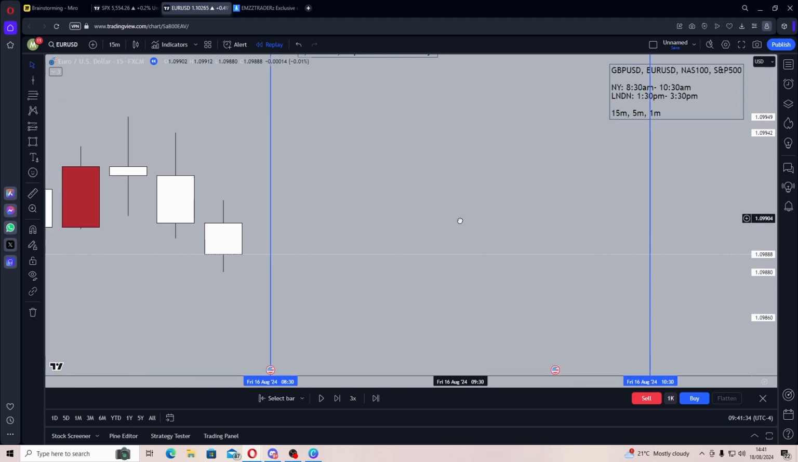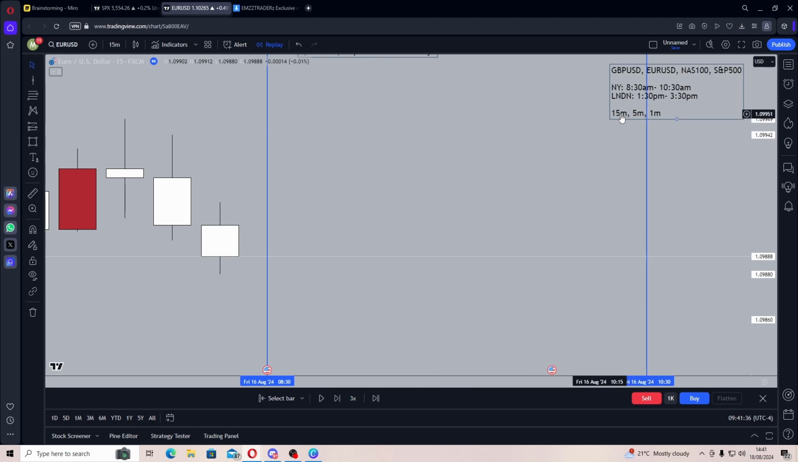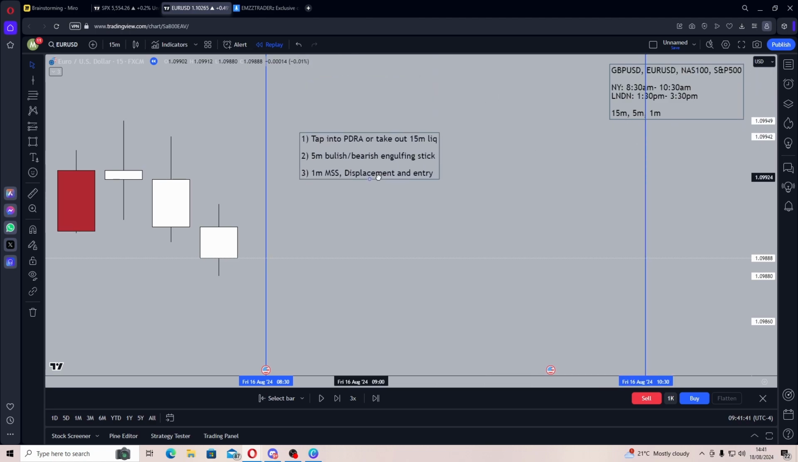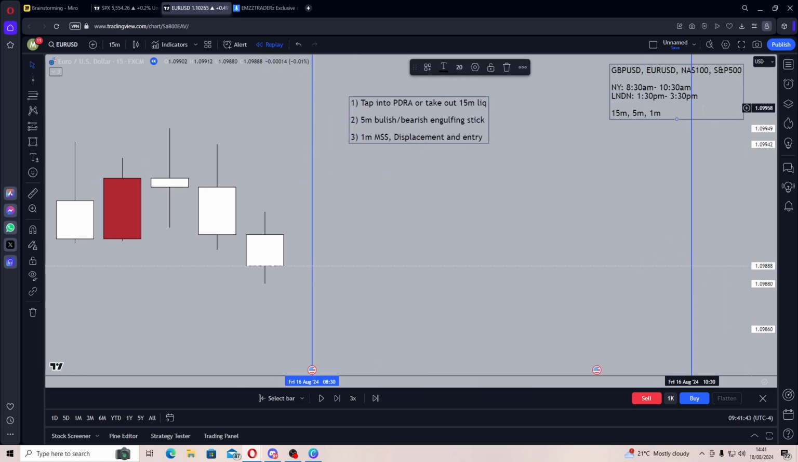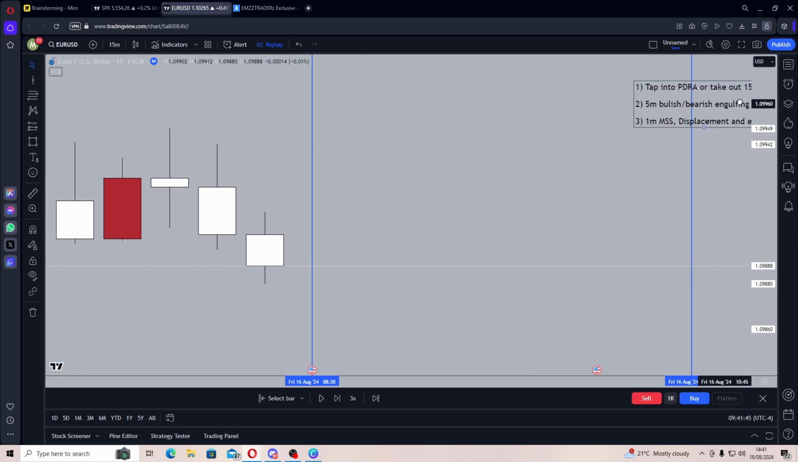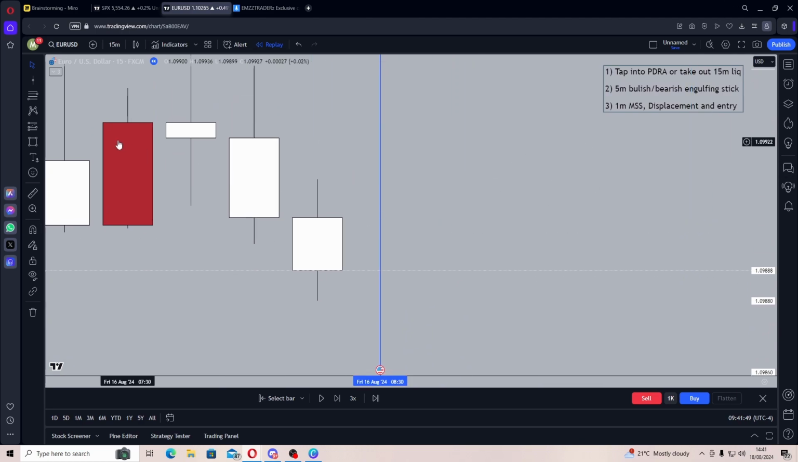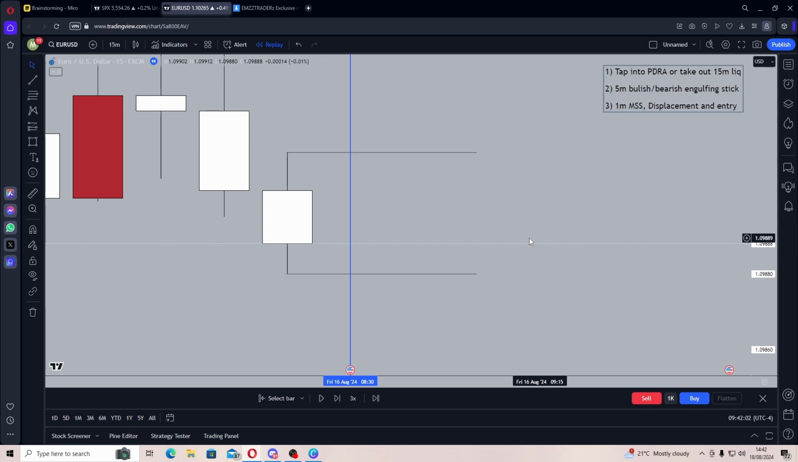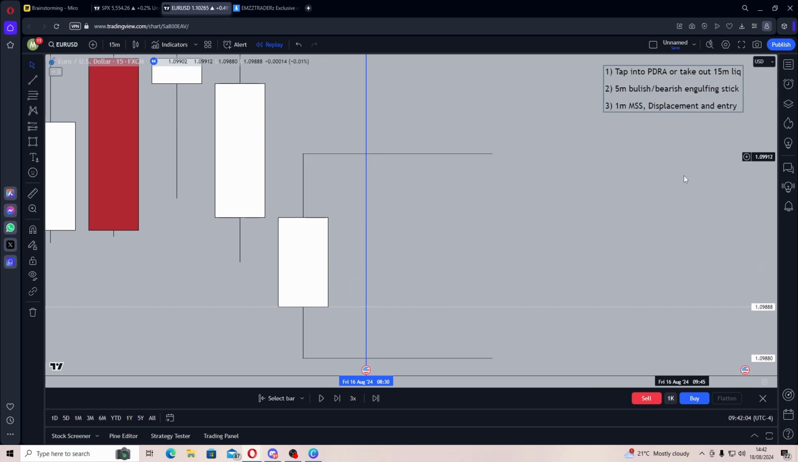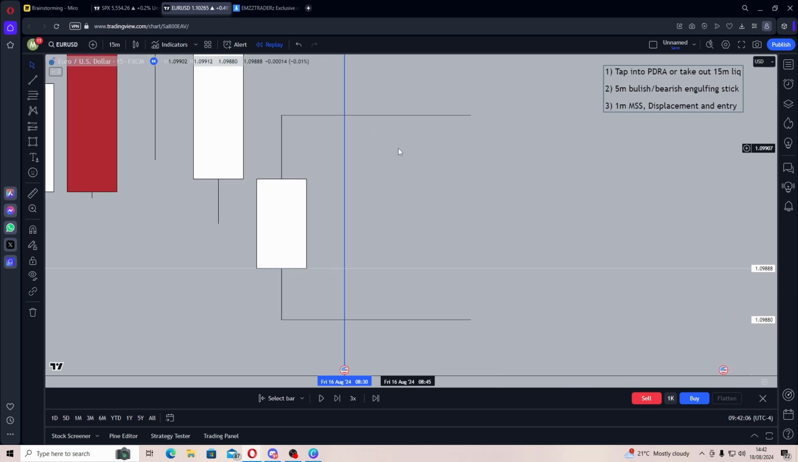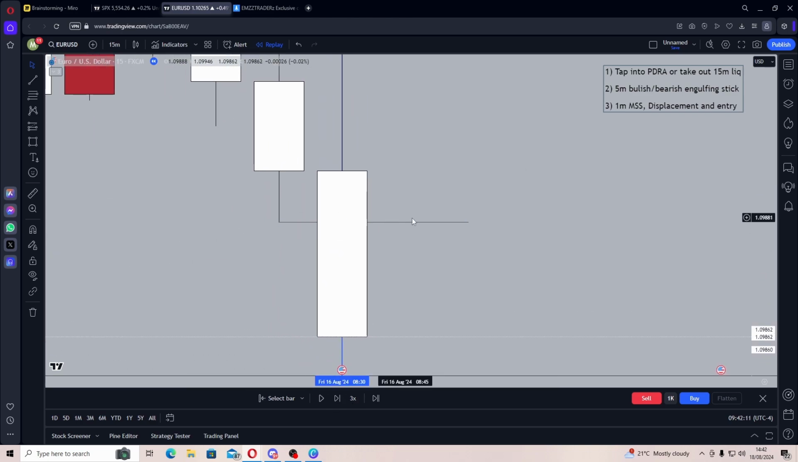So what we need to do now is actually incorporate a 15-minute time frame, 5-minute, and 1-minute. So I'm going to bring up the actual strategy right here. So what we're going to be waiting for is price to tap into a PDRA or take out the 15-minute liquidity. Okay, so if I just put a trend line right here, you're going to see this is the candle right before our entry point. So right here, I'm going to be looking to take out whichever side takes out. So we're going to be trading the reverse. Okay, so as you can see, the lows have been taken out right here.